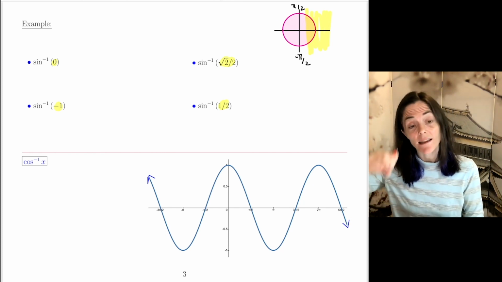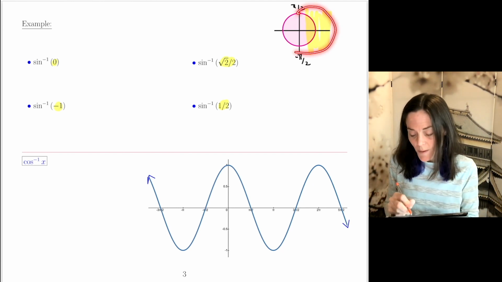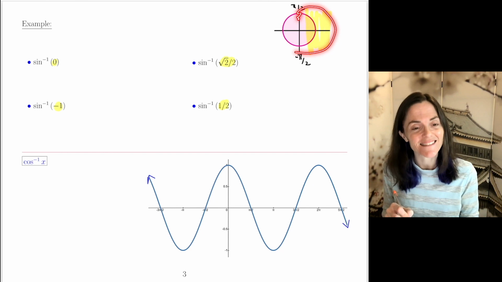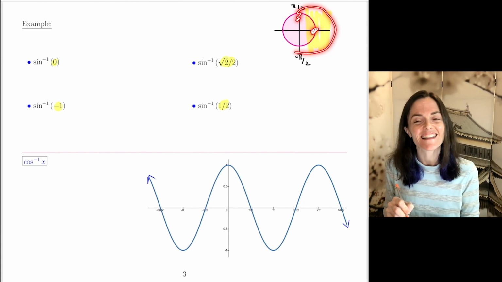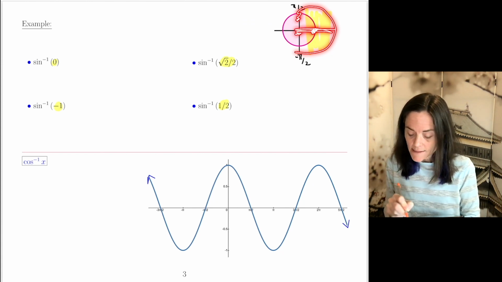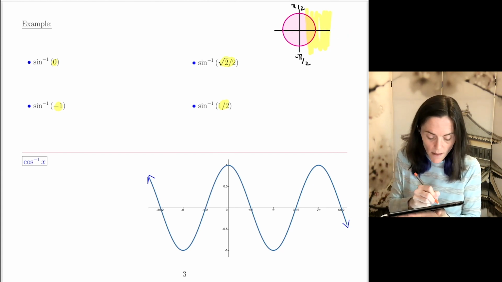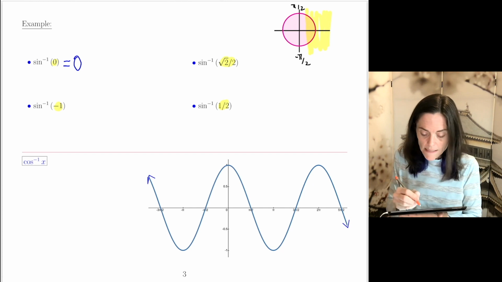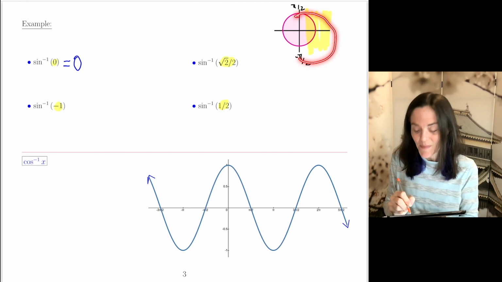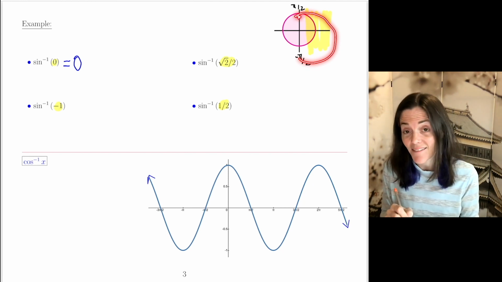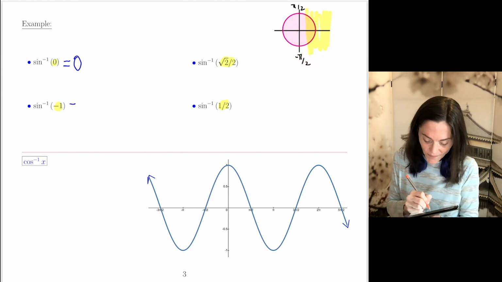The first example, sine inverse of 0. It says, what angle between minus pi over 2 and pi over 2 has sine value 0? Well, the sine is the y coordinate on the unit circle, and the sine is 0 here at 0. So the sine inverse of 0 is 0. Sine inverse of minus 1, we're looking for an angle between minus pi over 2 and pi over 2 such that the sine of that angle is negative 1. And this is here, negative pi over 2.